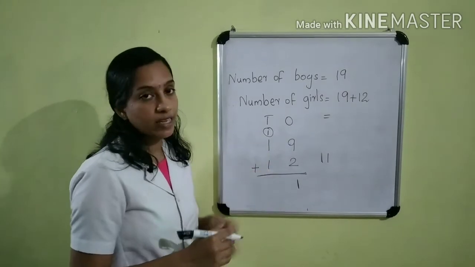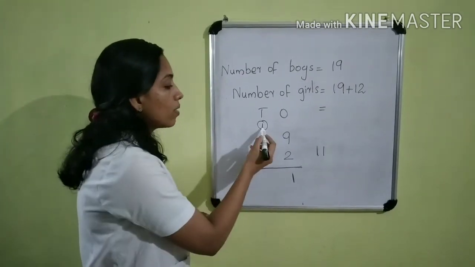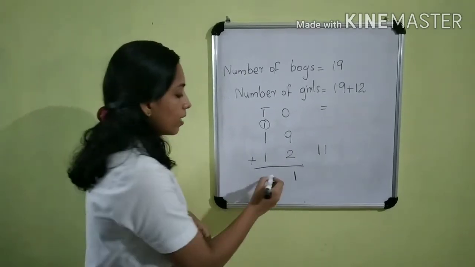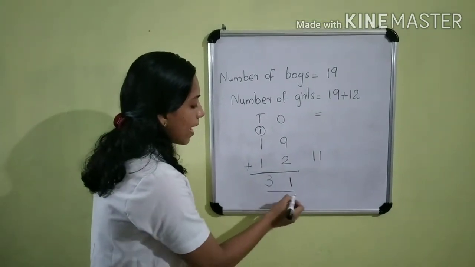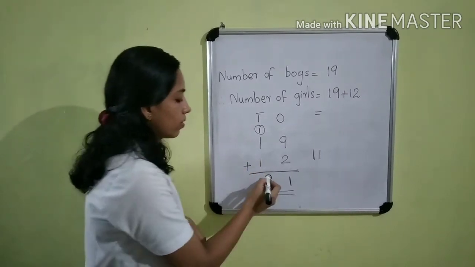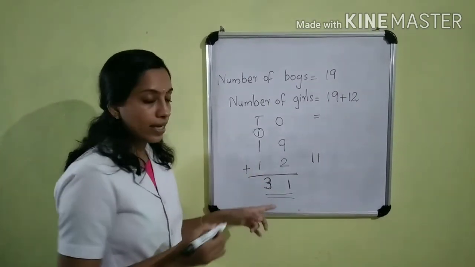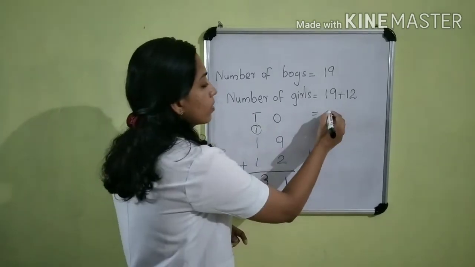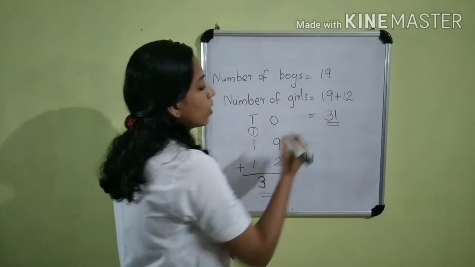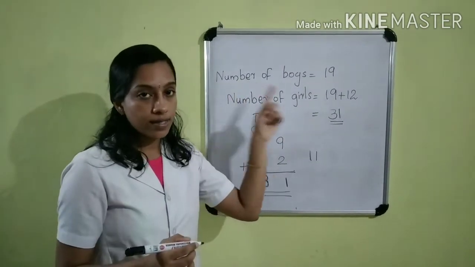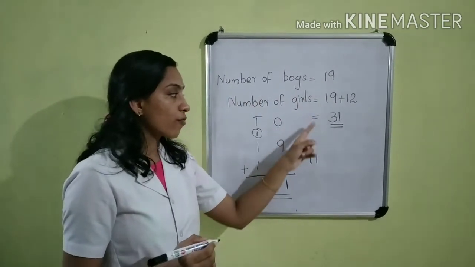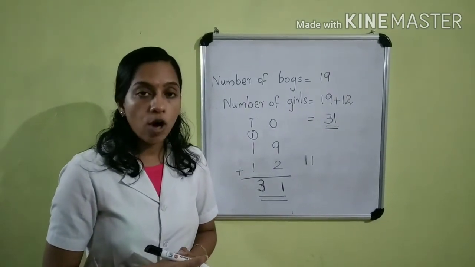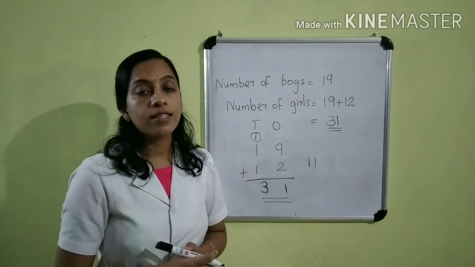Then add the tens place digits, that is 1 plus 1 plus 1, which is equal to 3. That is, we'll get the answer 31. That is, the number of girls is equal to 31. Now, the number of boys is equal to 19 and the number of girls is equal to 31. I hope you have understood this problem.